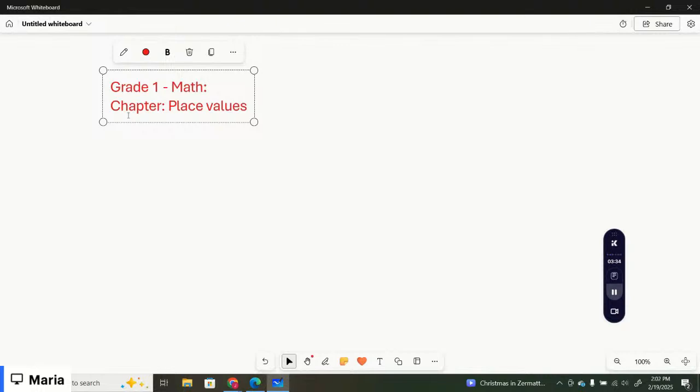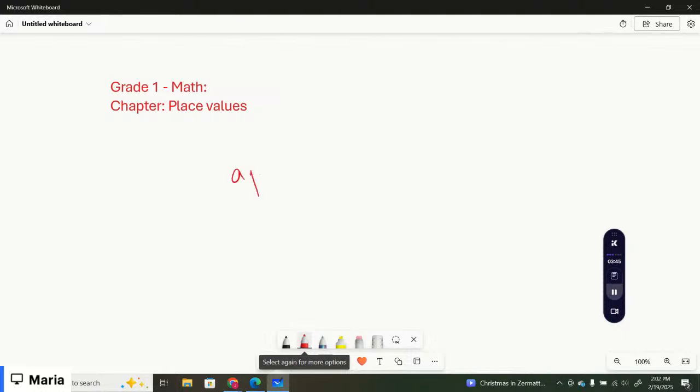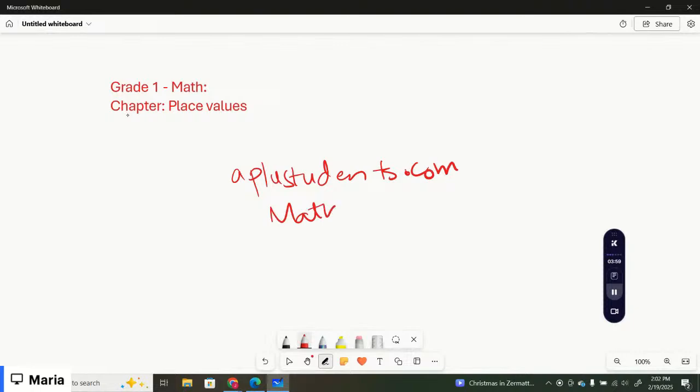We are here for grade 1 math. You can find all the lessons on aplusstudents.com. You have to log in there using your email address and password as provided by the administrator. Then you have to select math from the subject tab, scroll down to grade 1 math, and then click on view all lessons. There you can find a list of the chapters. We're going to start with the chapter place values.